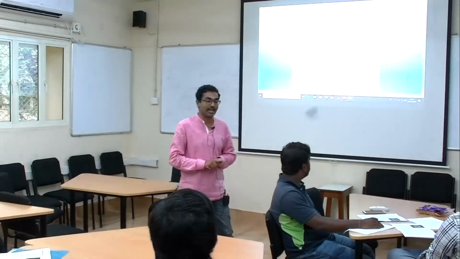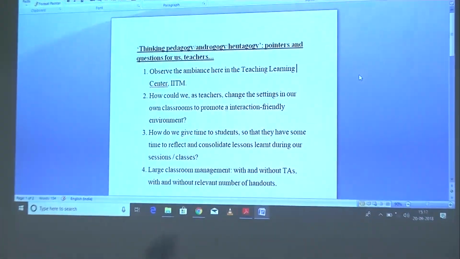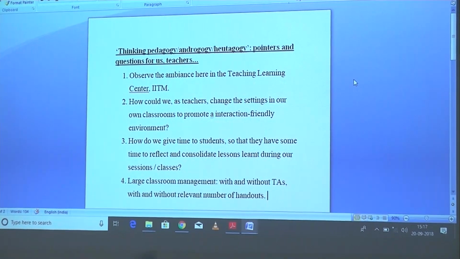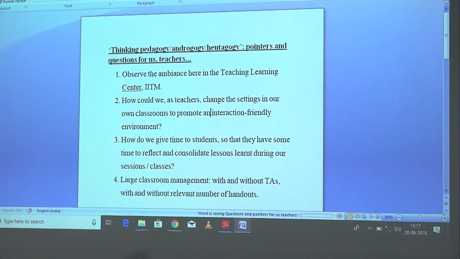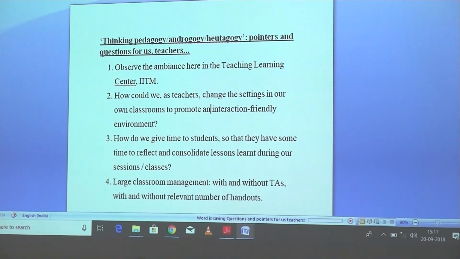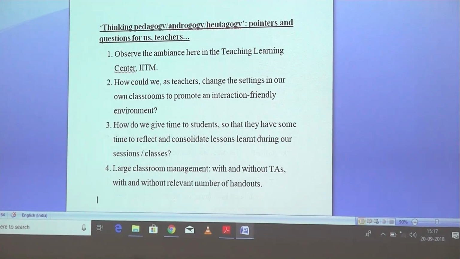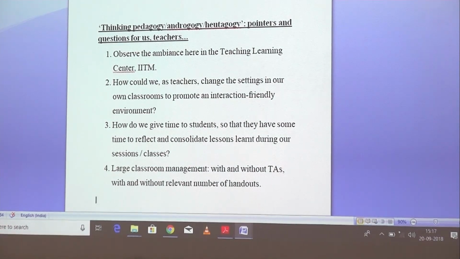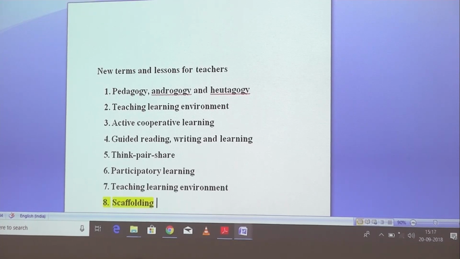So coming back to lessons as far as teachers are concerned, these are some of the things I have asked you. A snapshot of this would be helpful. So please recall some of these things that we have discussed in the class. What does it mean to create an interaction-friendly teaching learning environment? Also, do we give enough time to the students to consolidate their lessons? And finally, what does it mean to do large classroom management in the context of active cooperative learning? These are all rather meaningful questions to ask ourselves.